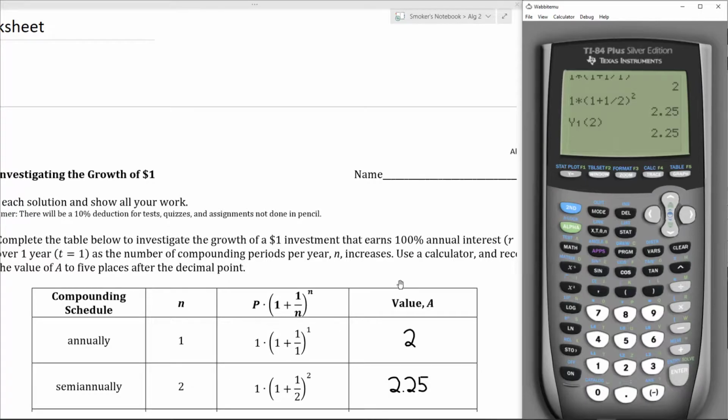When you have any type of interest rate that's happening more than once per year, you're doing the part of the percentage each time it's compounded. So halfway through the year, you're doing a 50% interest increase on the investment of $1. Halfway through the year, I'd actually have $1.50, because 50% of $1 is 50 cents. So I'm going to have $1.50.